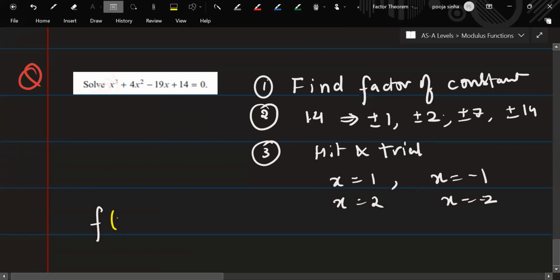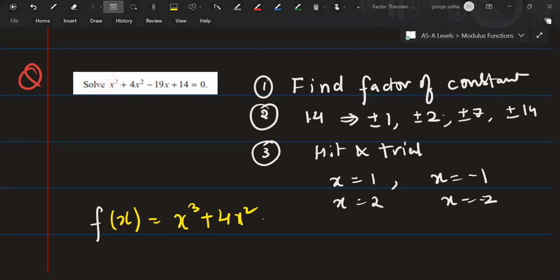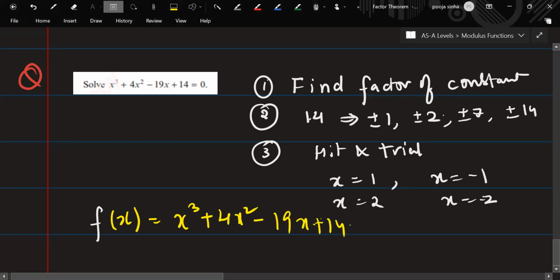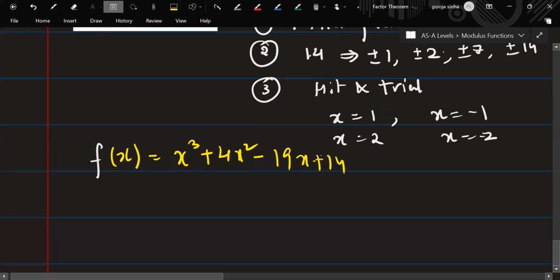Fx is this entire equation. You will write fx is equal to x cube plus 4x square. I got x as 1 only, the first one only. Generally it will come in the first one itself. So then you will get f of 1 is equal to 0. Therefore, x is equal to 1 is a factor, which means x minus 1 is equal to 0.